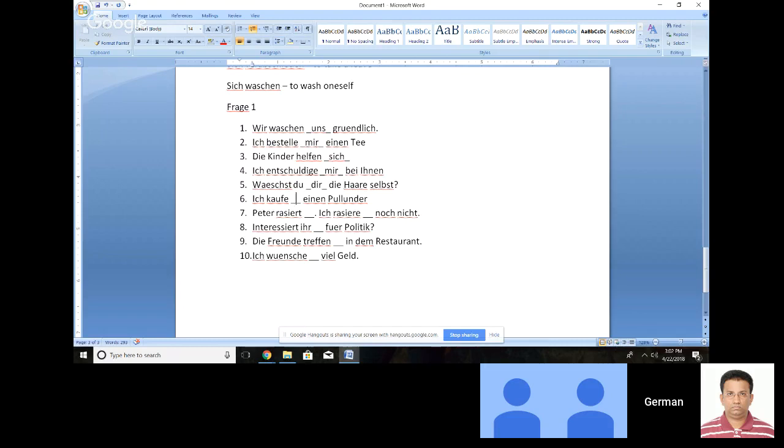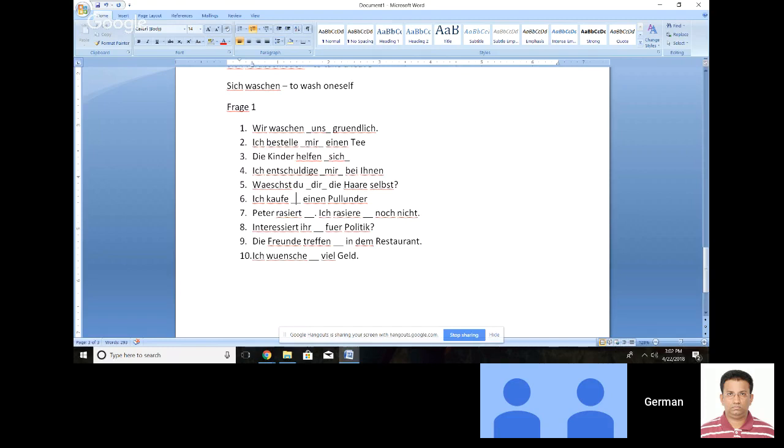One minute. On the second and third question, I have a question. I have written it as ich bestelle mich einen Tee. Bestellen takes dative, that's why the answer is mir. But I thought maybe the direct object is referenced here, so it should be accusative. But bestellen takes dative, that's why it is mir and not mich.